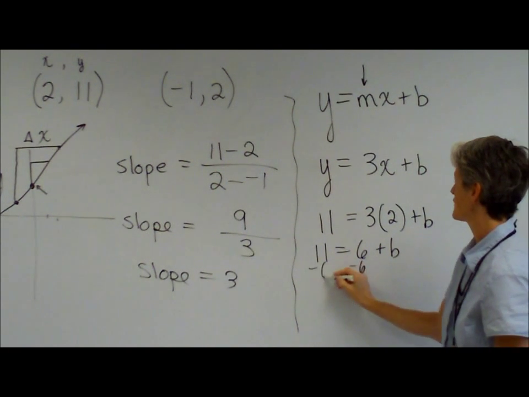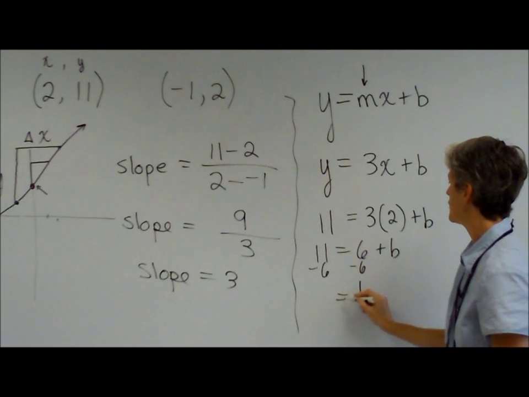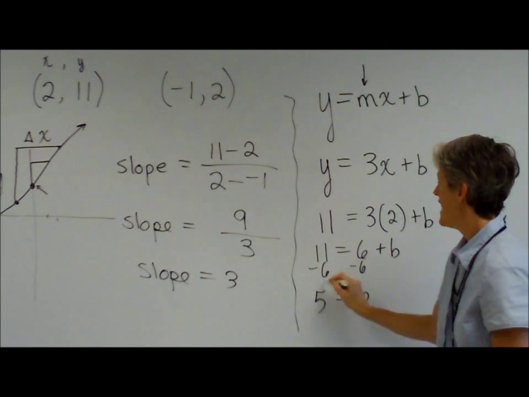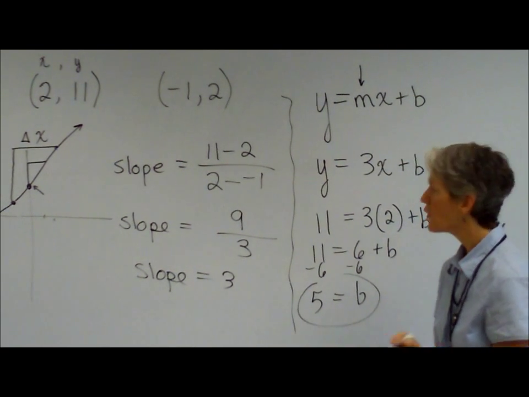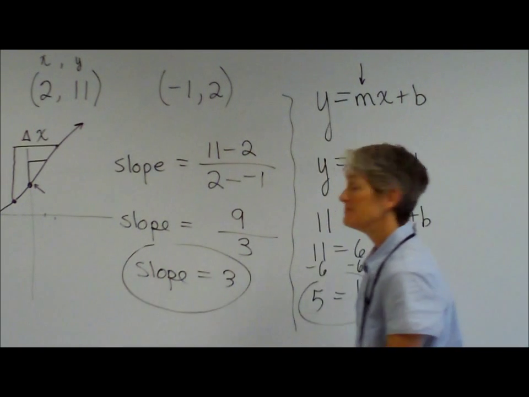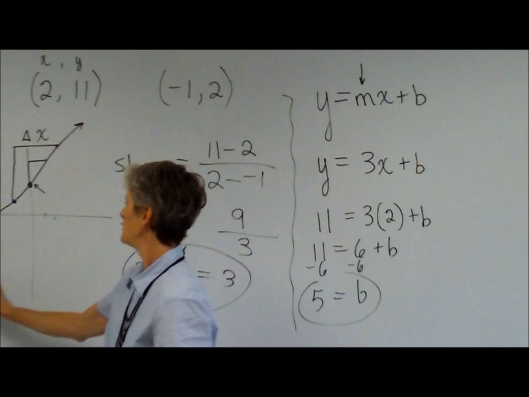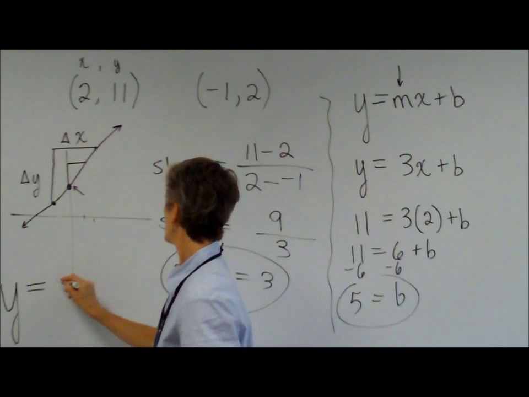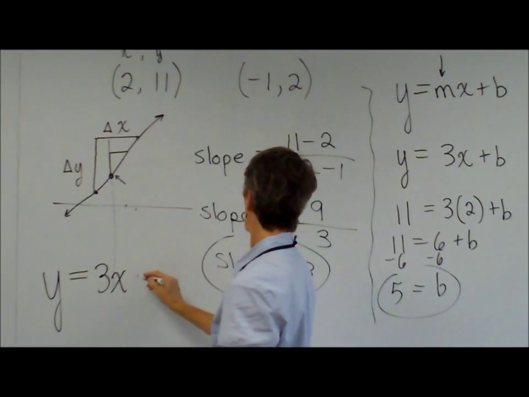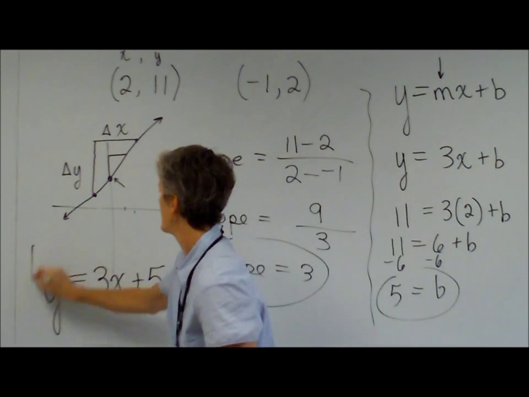Let's just subtract 6 from both sides. b equals 5. I've got my y-intercept, where I cross the y-axis. Okay, I can put those ingredients together. Drum roll, please. y equals 3x plus 5.